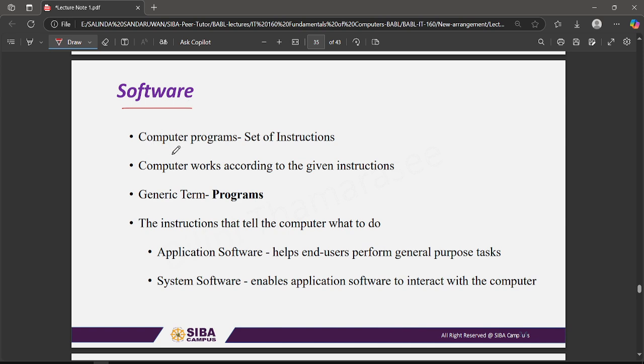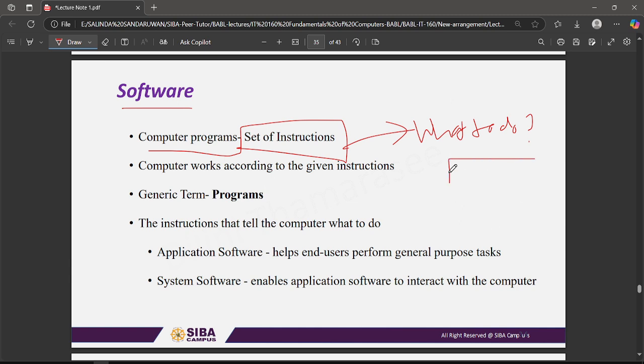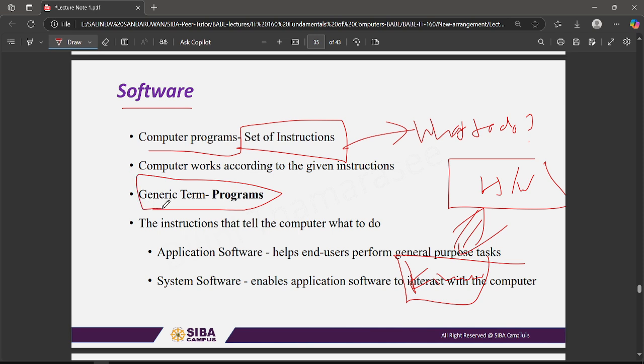I have taught you that computer software is a set of instructions that tells the computer what to do. Otherwise, it will connect the hardware and the liveware together. So we call them programs, the instructions that tell the computer what to do. Application software and system software. We have discussed these things.